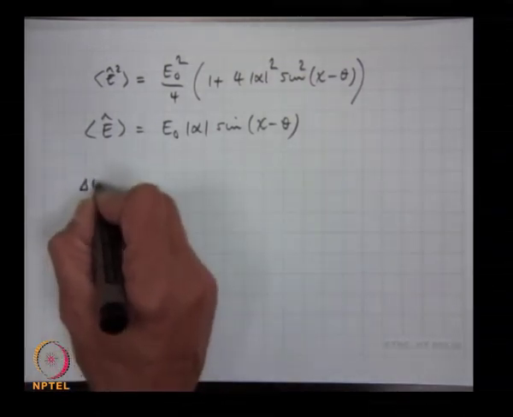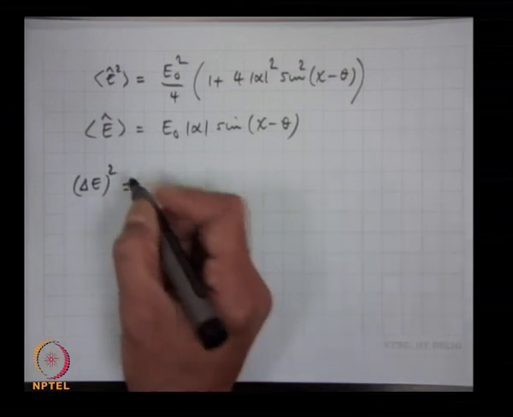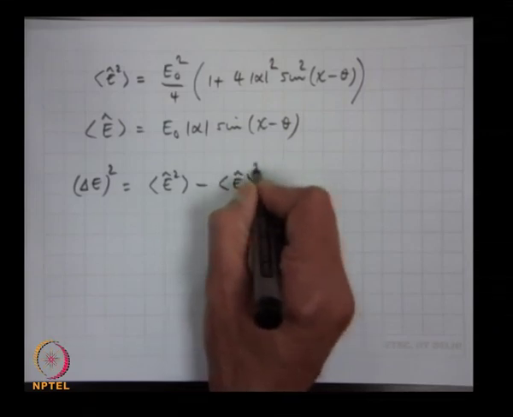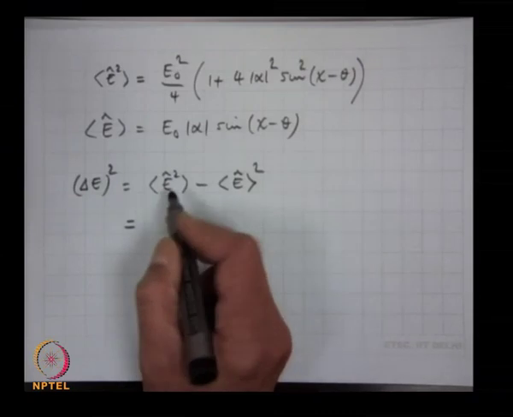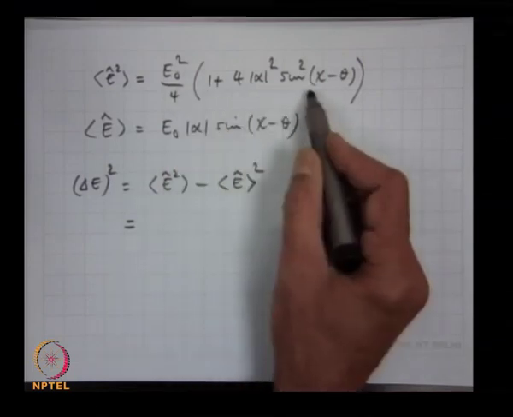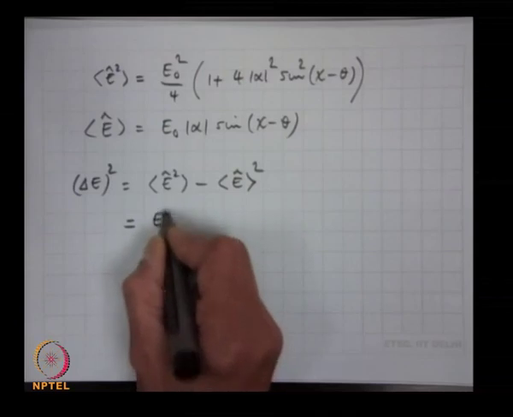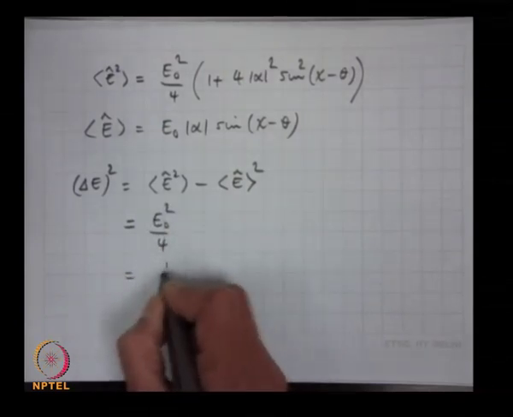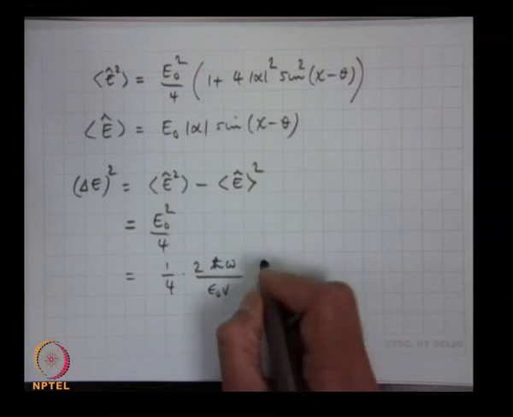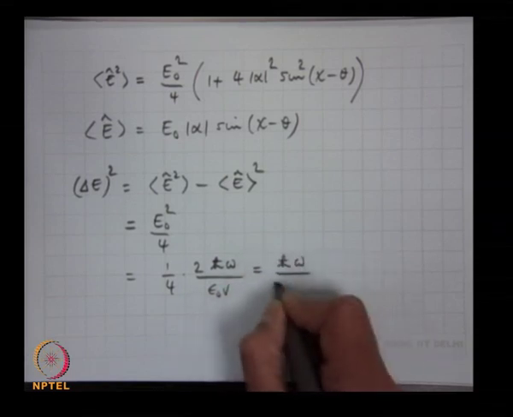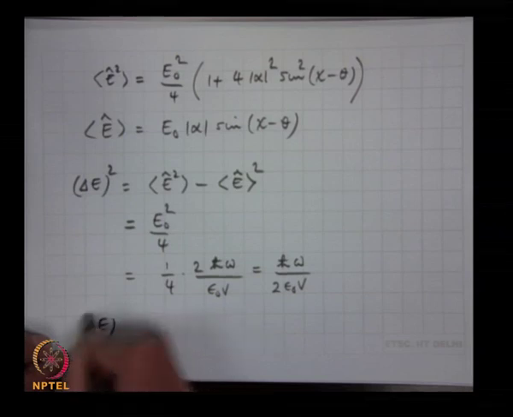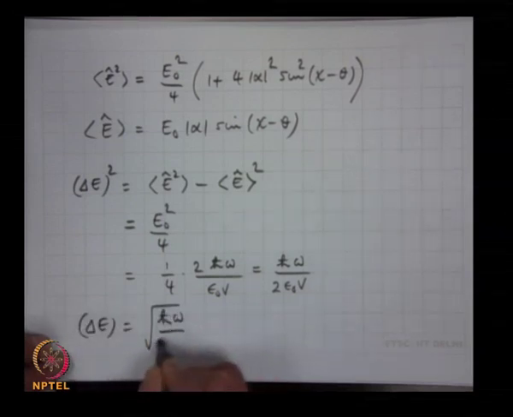So the variance in the electric field is equal to expectation value of E square minus expectation value of E whole square, which is equal to, so expectation value of E square is this. So the second term is E naught square mod alpha square sine square chi minus theta. That cancels with this, and I get E naught square by 4. And E naught square, if I replace, is 2 h cross omega by epsilon 0 V. So this is h cross omega, so delta E, the uncertainty in the electric field, is square root of h cross omega by 2 epsilon 0 V.